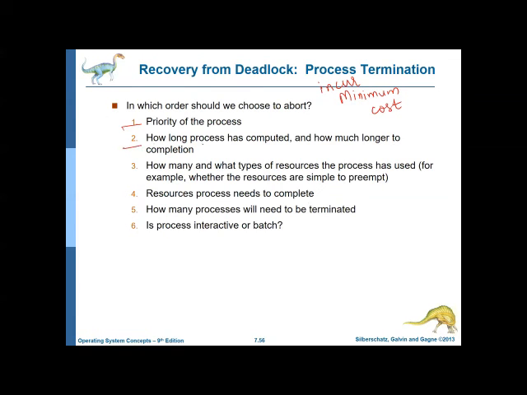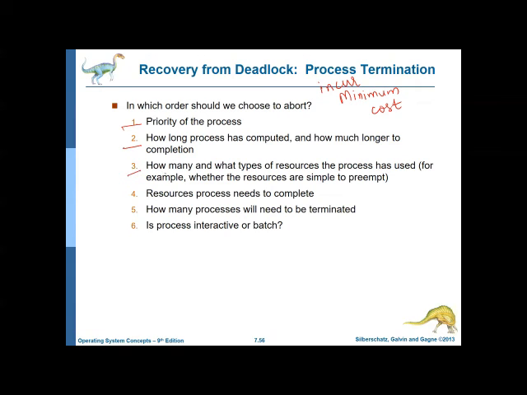Then how long the process has already computed, and how much longer it has left to be completed. Suppose it took a lot of time to compute, took so many resources, so much effort to complete its designated task. Then how much longer it needs. We can decide based on that. If it's already near completion, why terminate it? We can wait for some time so that if some other process can be terminated and this one can complete, then we should go for the other one, not the first one. That is one possibility.